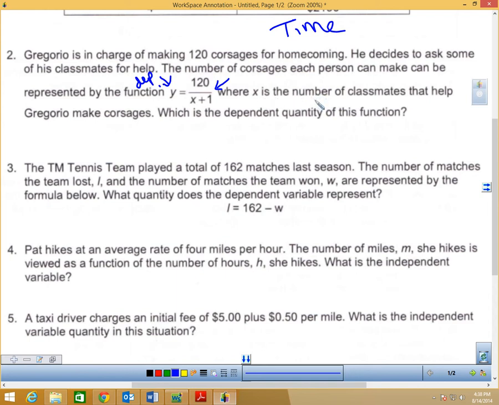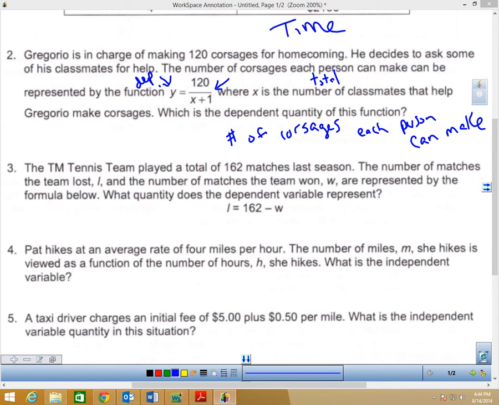Okay? Here's a hint. The dependent, or your y, is always going to be the total. You just have to figure out total what. Okay? Well, it says the number of corsages each person can make. That's your dependent. That's your total. Okay? So the dependent quantity is the number of corsages each person can make. Okay? So, let's look at number 3.